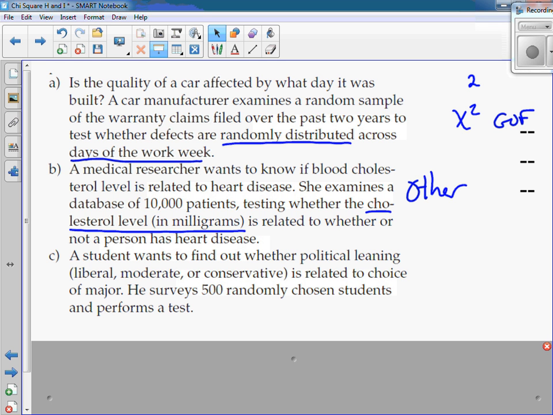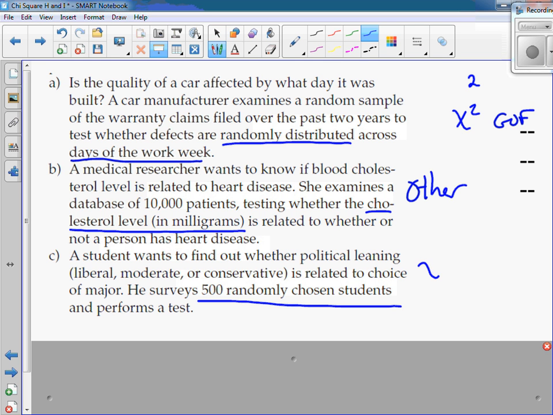A student wants to find out whether political leaning, liberal, moderate, or conservative, is related to choice of major. He surveys 500 randomly chosen students and performs a test. How many populations do you have? One. So because it's one, we're looking at a chi-square test of independence. Okay? Look at your populations.